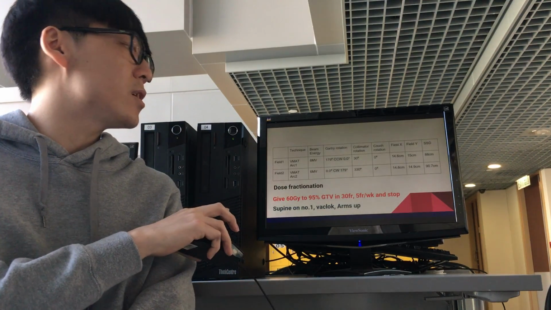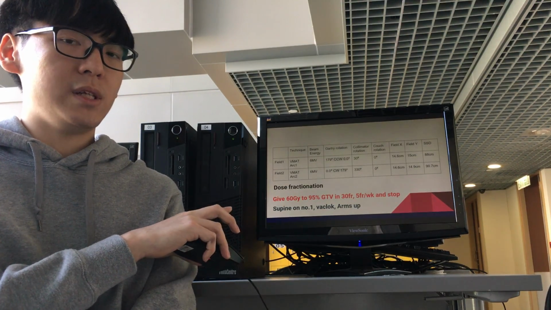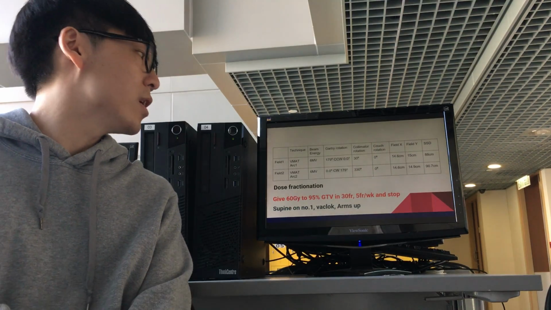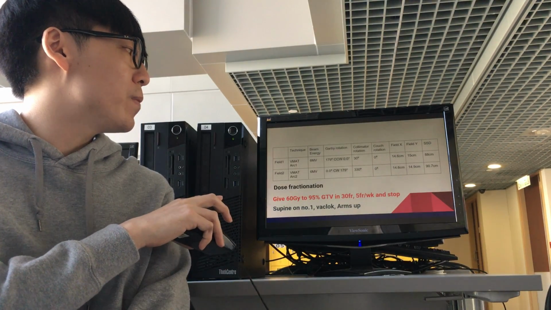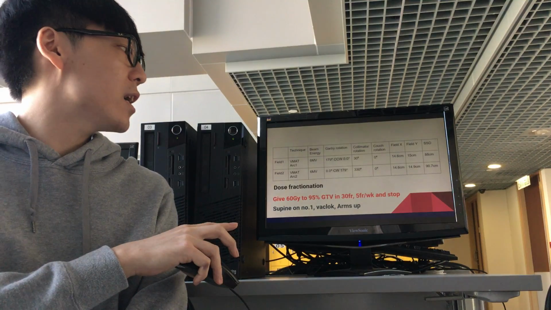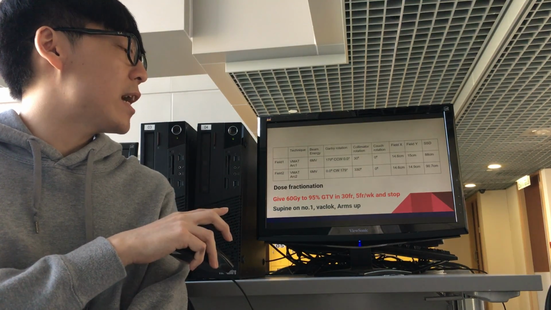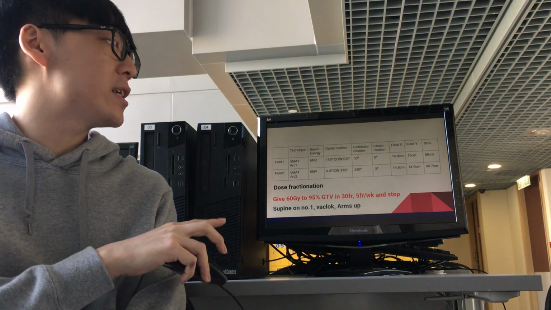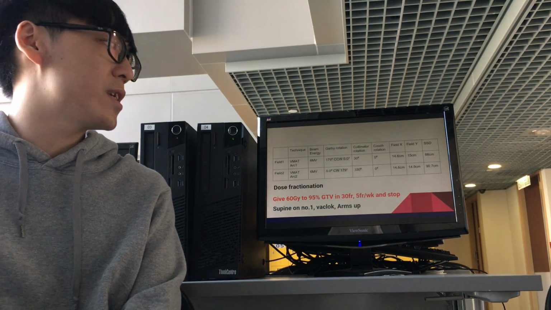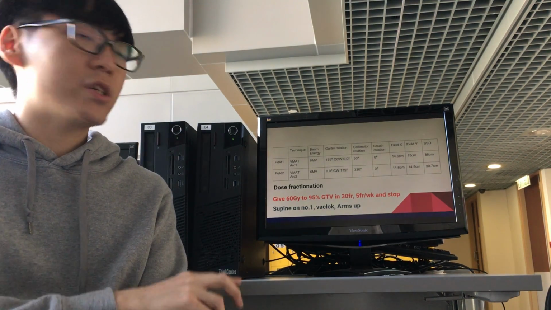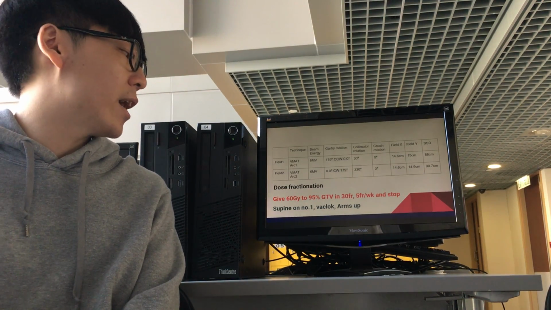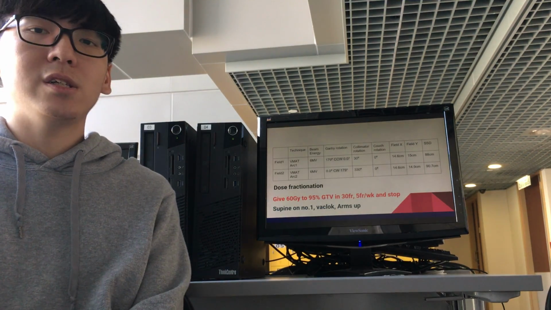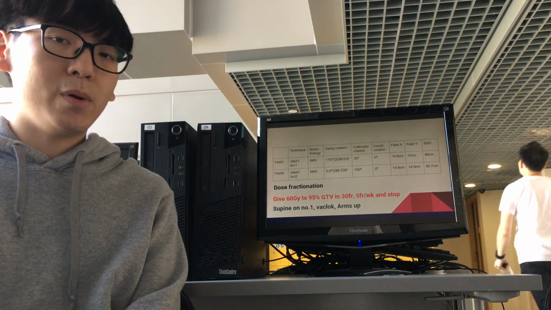So this is the VMAT and the two fields used to apply it on the patient. It used 6 MV beam energy and 2 half arcs, and the field size is 15 by 15, and the SSD is 88 cm and 90.7 cm. The dose fractionation we have already discussed.